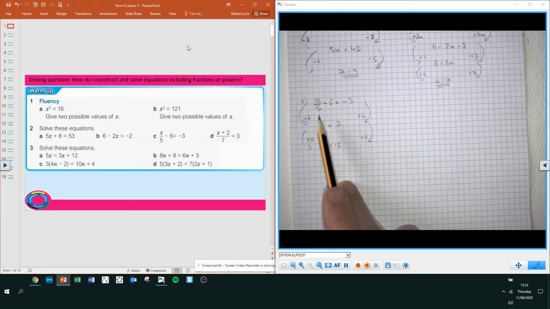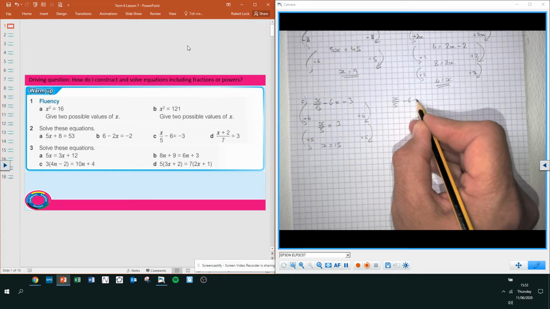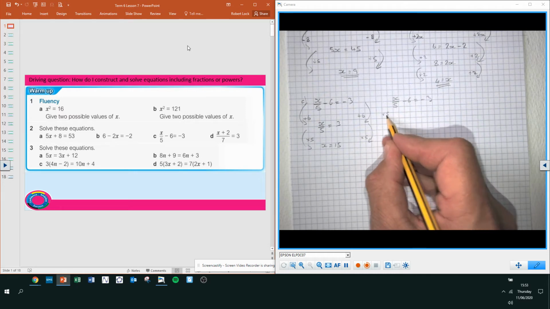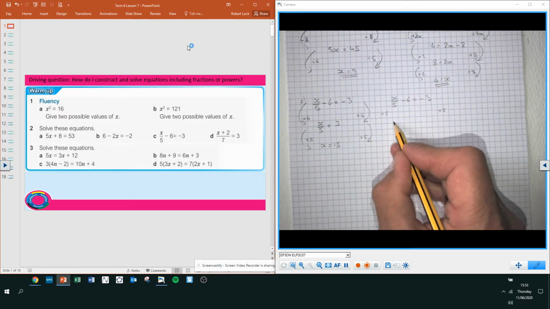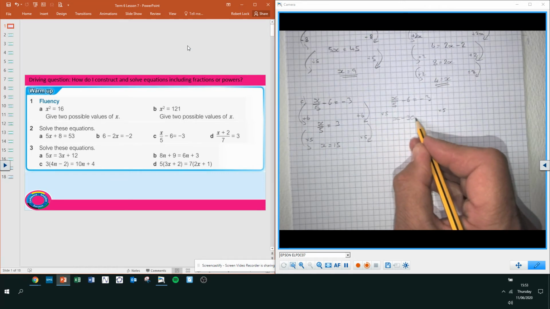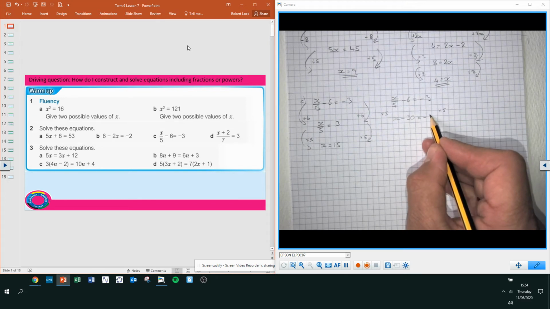I would normally say get rid of the divide by 5 straight away. So if we did that the other way around, so we times everything by 5, times by 5, times by 5. So we end up with x minus 6 times 5 is 30 equals 5 times 3 minus 3 is minus 15.